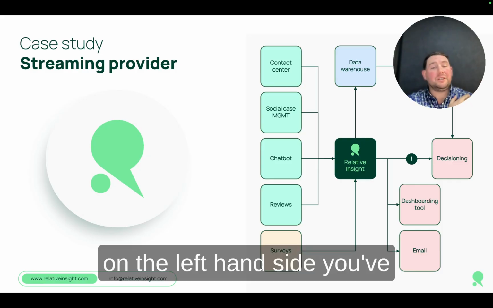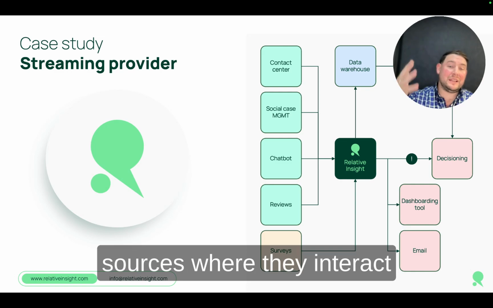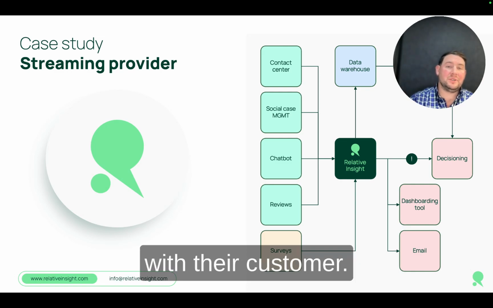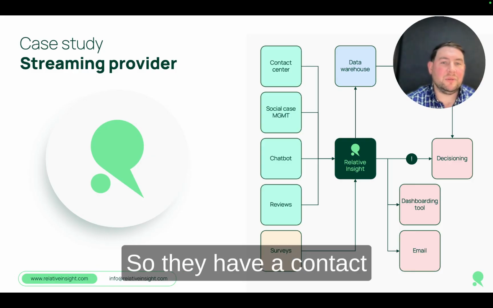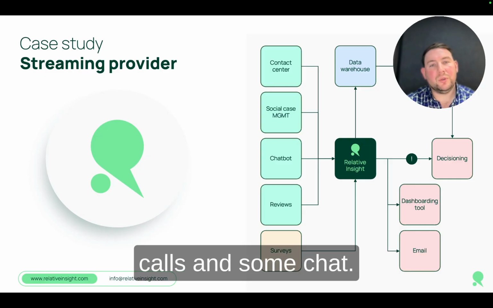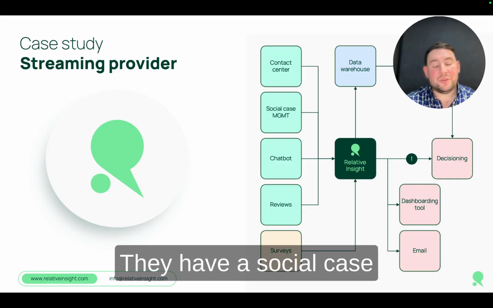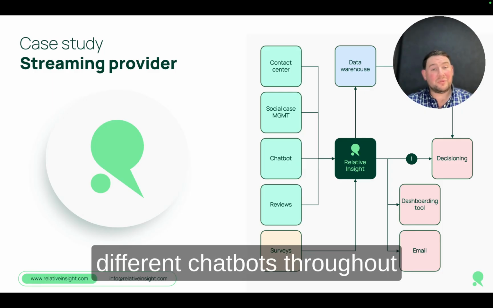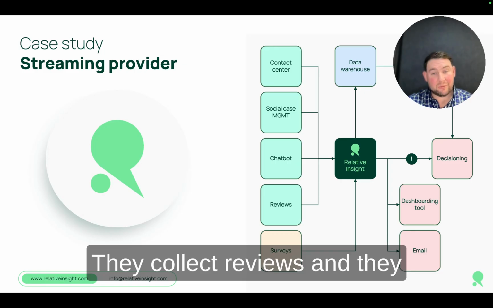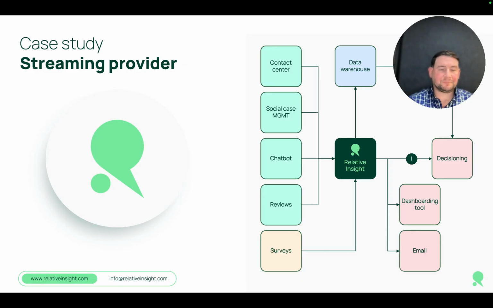On the left-hand side, you've got all of the different data sources where they interact with their customer. So this is their customer journey, but just broken out by the types of data. They have a contact center where they're doing calls and some chat. They have a social case management tool. They have a number of different chatbots throughout their customer journey. They collect reviews, and they obviously do surveys.